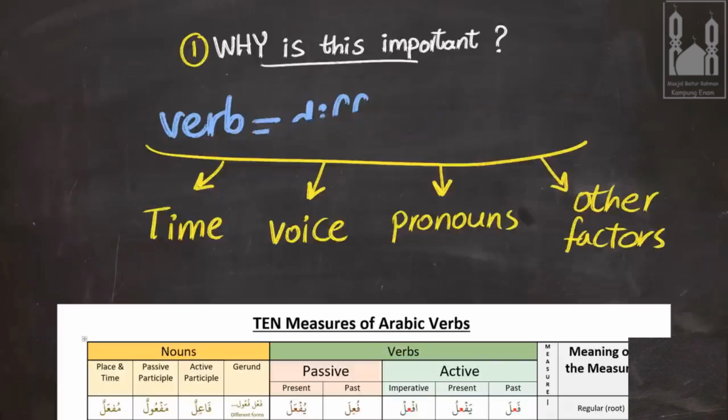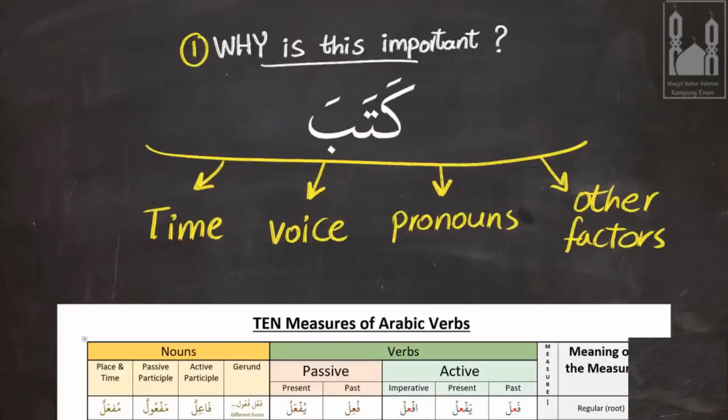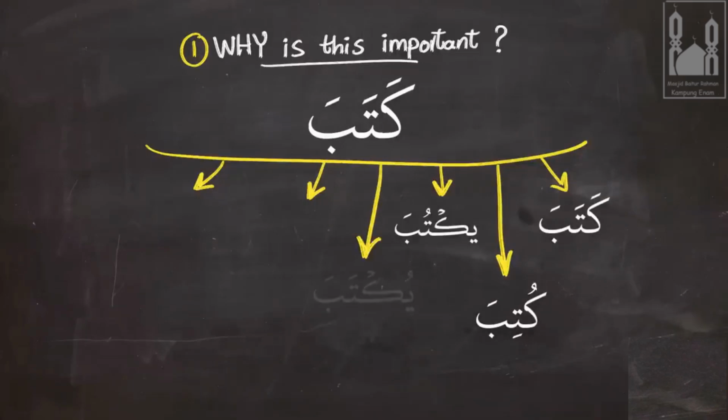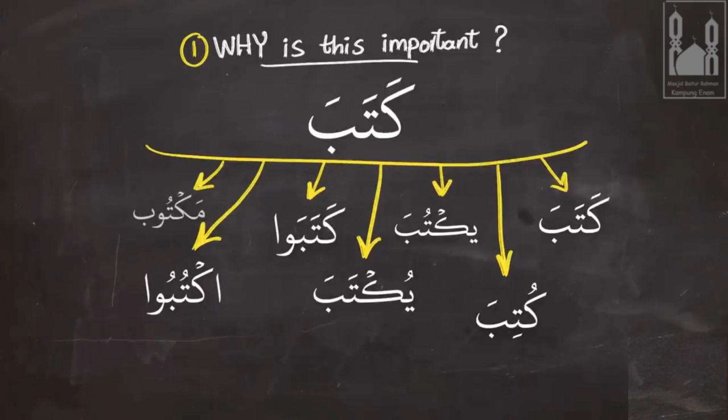Like for example, the verb kataba. It can be found in the Quran as kataba, kutiba, yaktubu, yuktabu, katabu, uktubu, maktub, and also katib. And in fact, these are not all the variations of that verb. So imagine if you have to learn every single variation to know their meaning. That is very hard, of course.